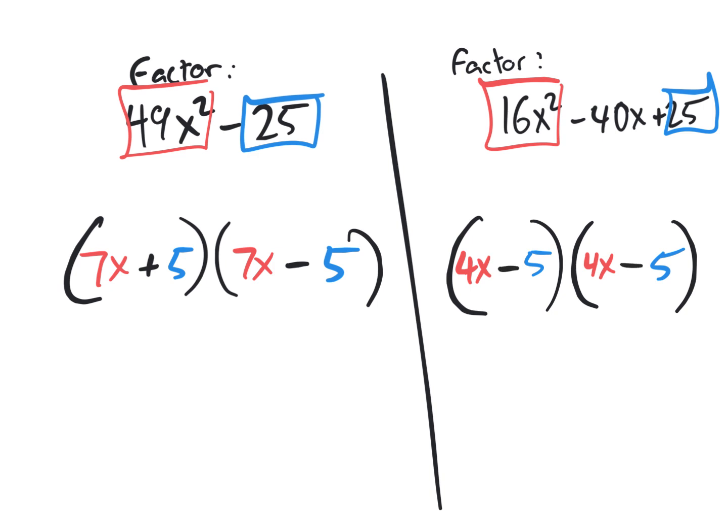Of course, you should double check it, right? 4x times 4x, 16x squared. 4x times negative 5, that's negative 20x. Negative 5 times 4x is another negative 20x. And when you combine them, it does give you that negative 40x in the middle. So this is the correct factorization.